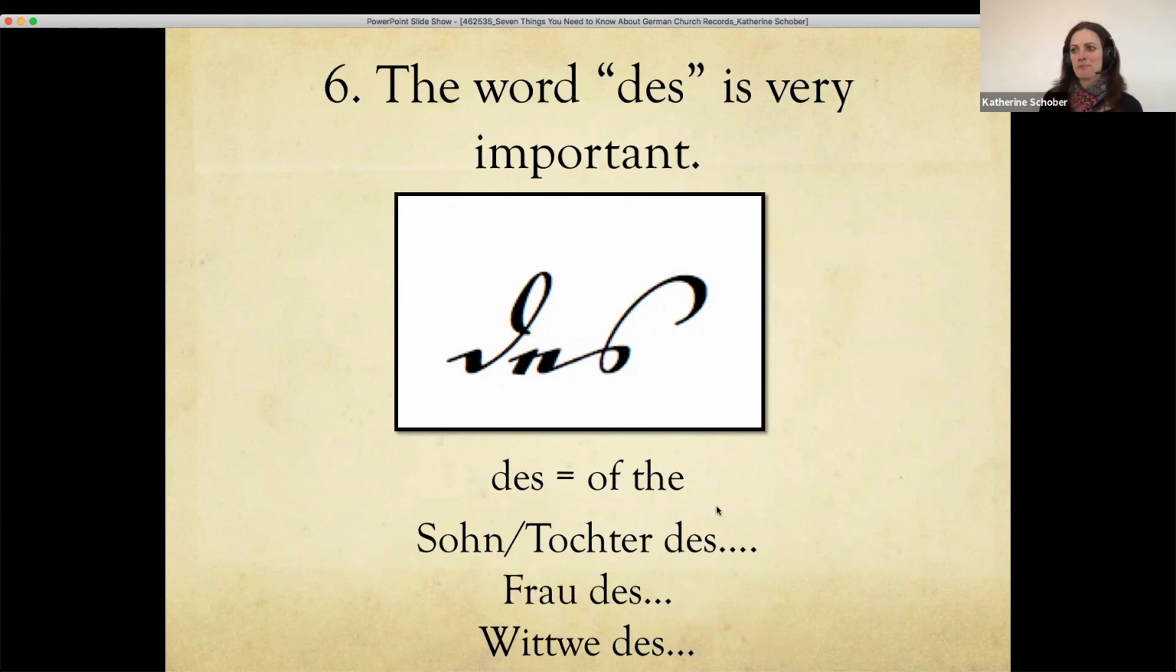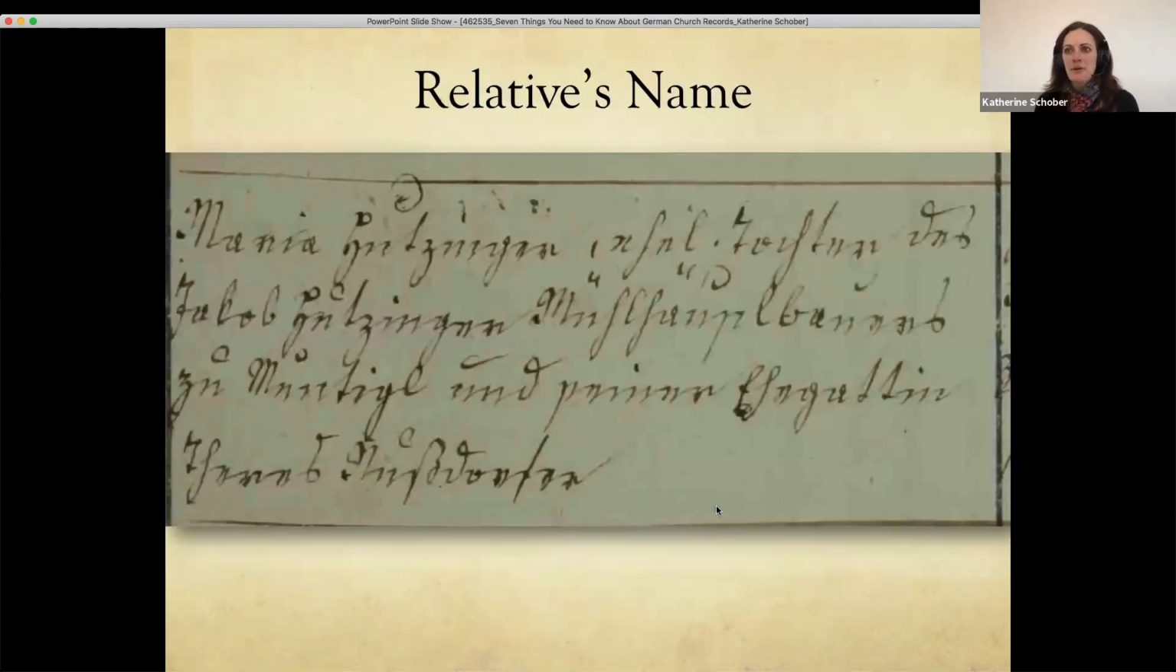Such a good word. So for example, in this record, can you find the word des? It's in the first line towards the end. There it is. If you got it, good job. So that word des, try to remember it. It's so important. The word before it is Tochter. If you remember, that means daughter.